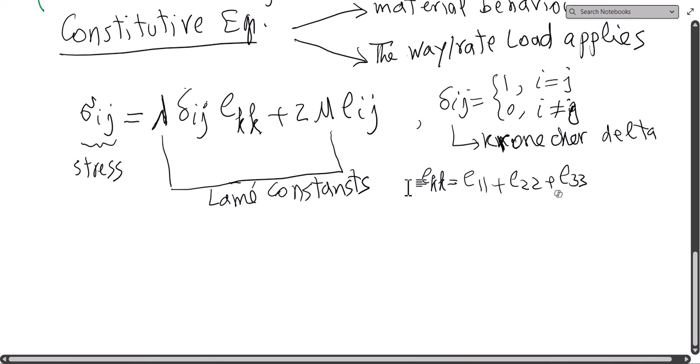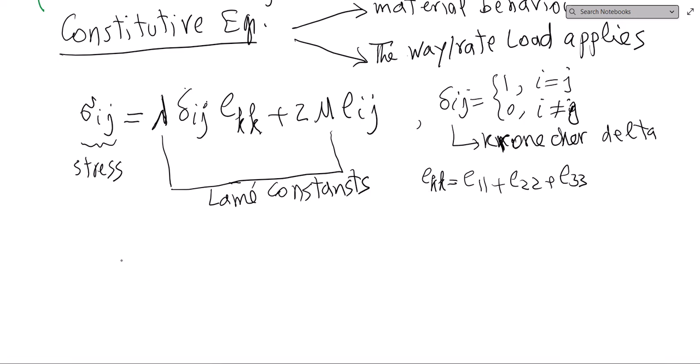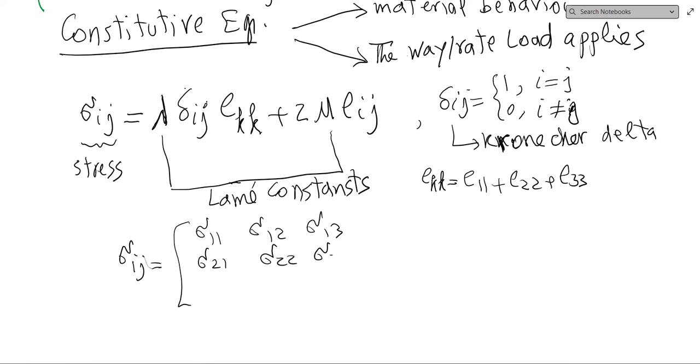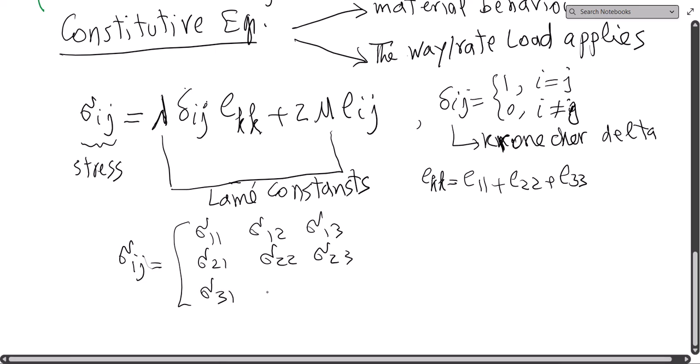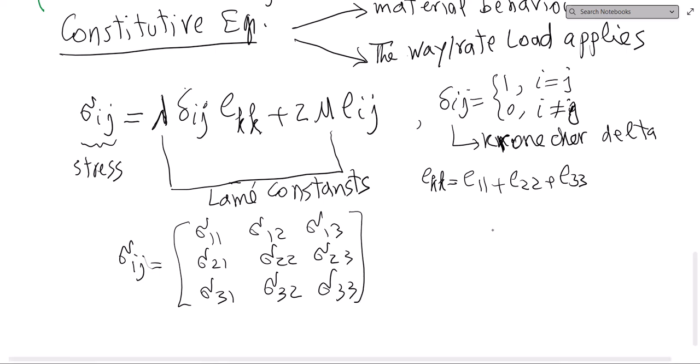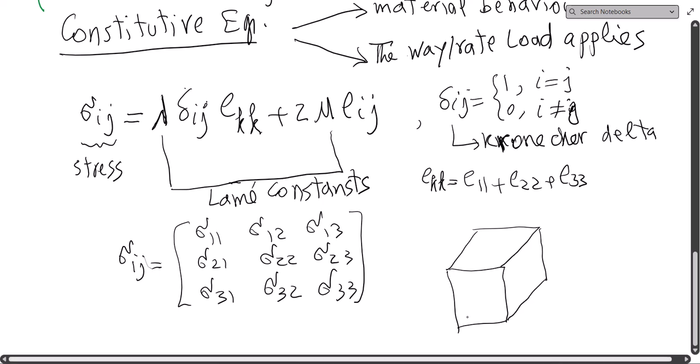Okay, so once I do that, then I can also explicitly mention that this has sigma 1,1, sigma 1,2, sigma 1,3, sigma 2,1, sigma 2,2, sigma 2,3, sigma 3,1, sigma 3,2, and sigma 3,3 in three-dimensional space. 9 components. So if you recall, or if you like, you can actually show this. Maybe I should get a nice sketch for the next video.